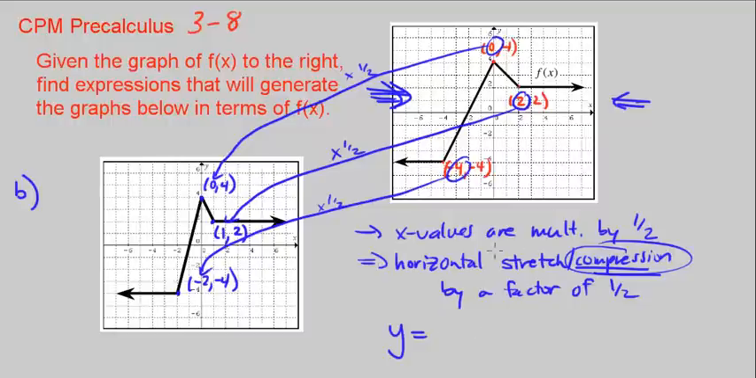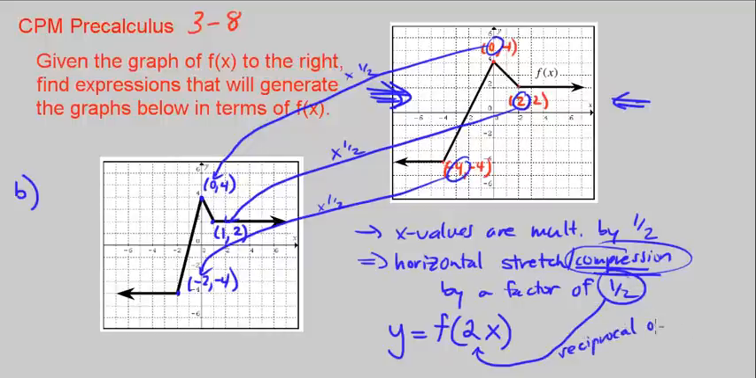And so that's going to give us the equation for the new graph. Y is, remember, a compression means inside the parentheses, so inside the parentheses we want to say 1/2 x. But remember, we have to do the reciprocal of what we're going to multiply it by. So if we want to compress it by 1/2, we're going to multiply by the reciprocal of 1/2, which is 2 over 1, or just 2. Okay? So this is the new function that we have graphed.